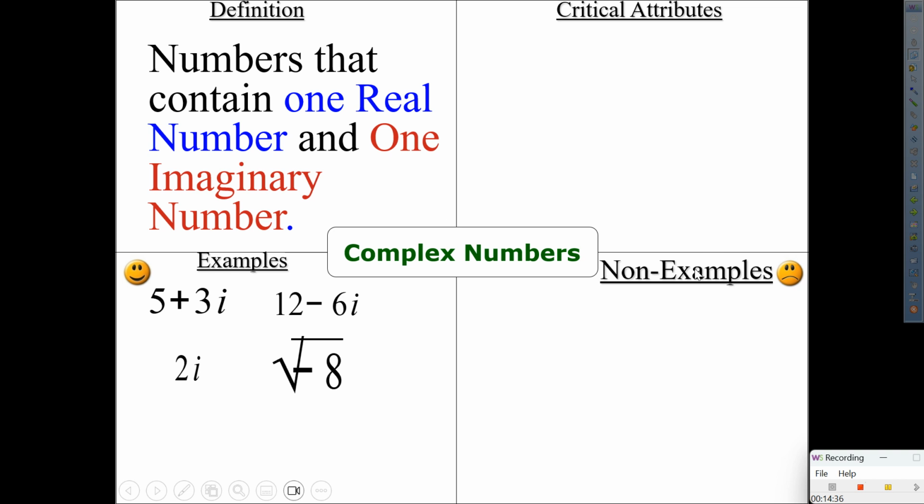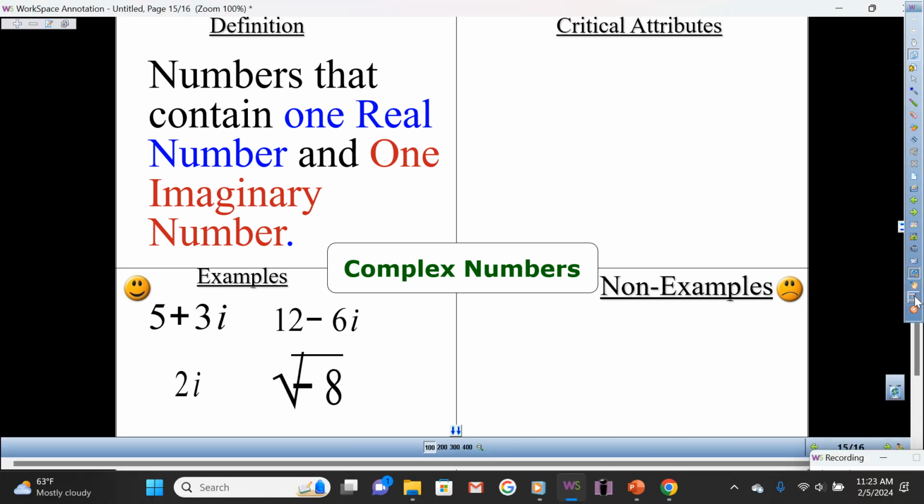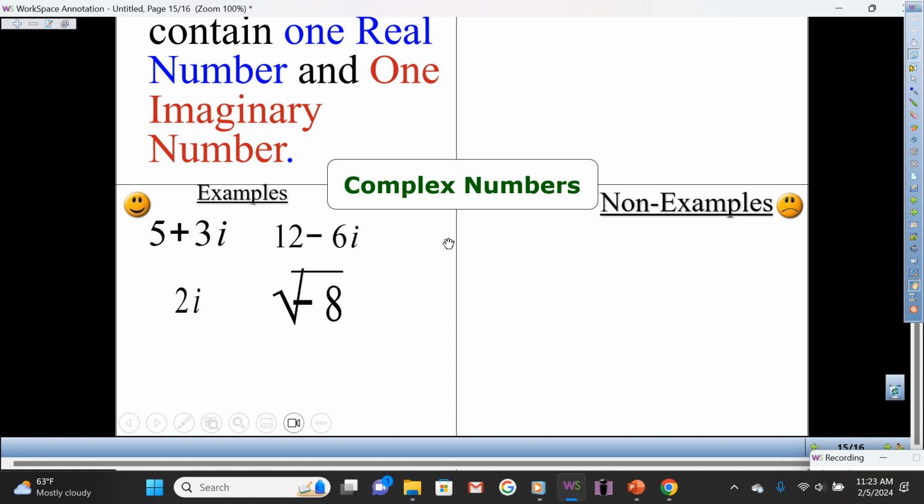All right? So, before I show you the non-examples, look up really quick. Complex numbers, students, complex numbers. Here we go. So before I move on, look at this one right here.